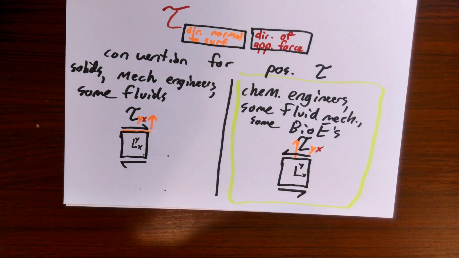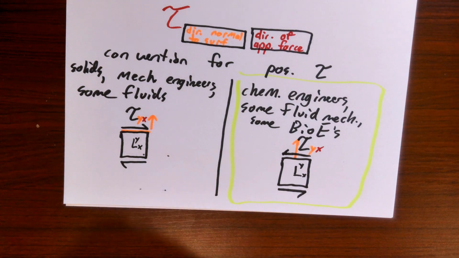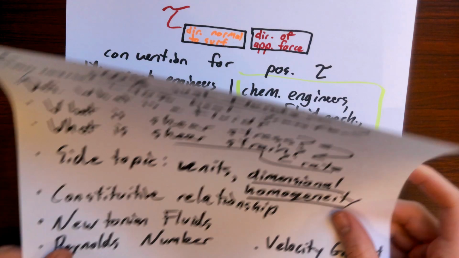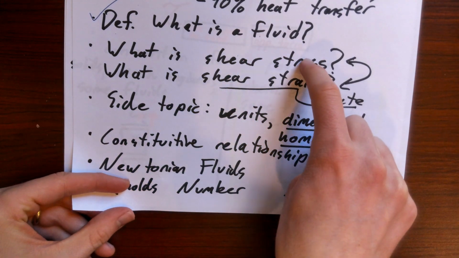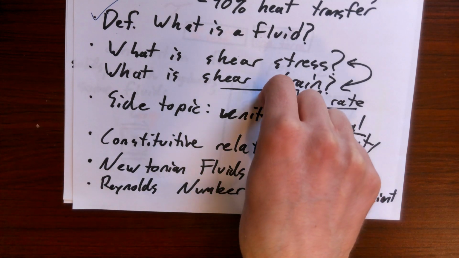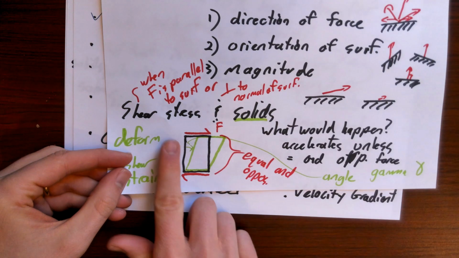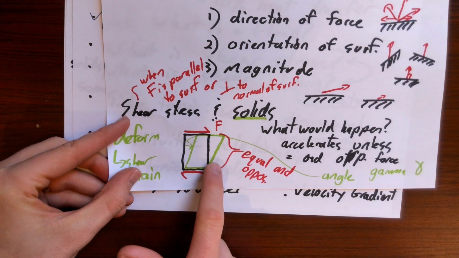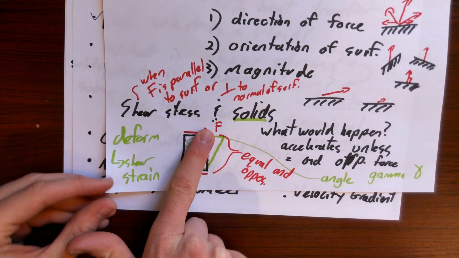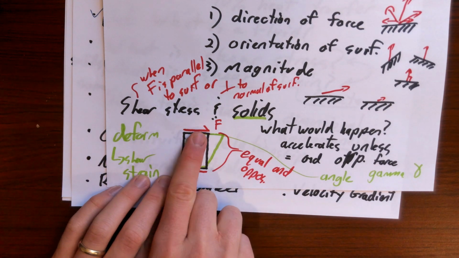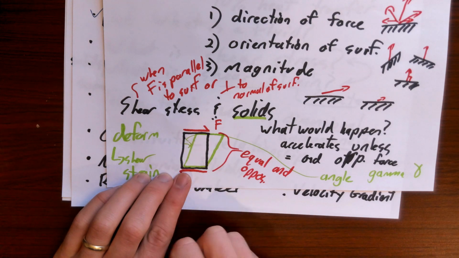Okay, so we talked a little bit about what is shear stress. We also talked a little bit about what is shear strain, right? Shear strain is essentially the angle that, if I had a cube like this and applied some shear stress, formed here.